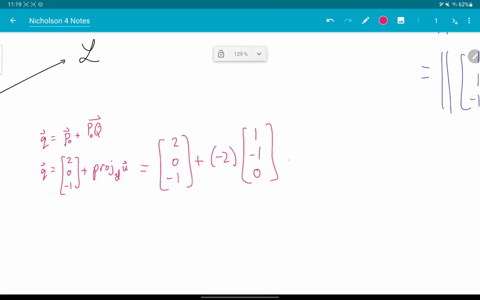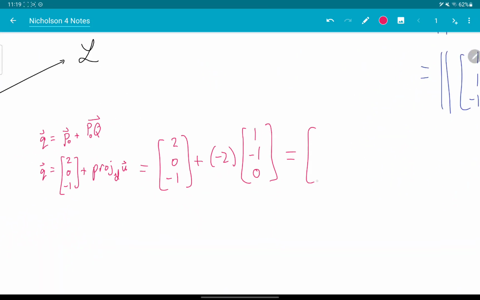Okay. Following up here, I get 2 minus 2 is 0. And then I get a 2. And then I get a minus 1. So therefore, the point Q is 0, 2, minus 1. That is the point on the line L that is closest to P.